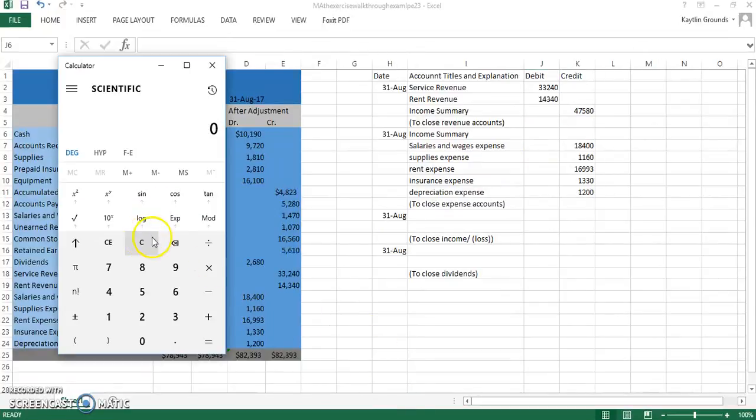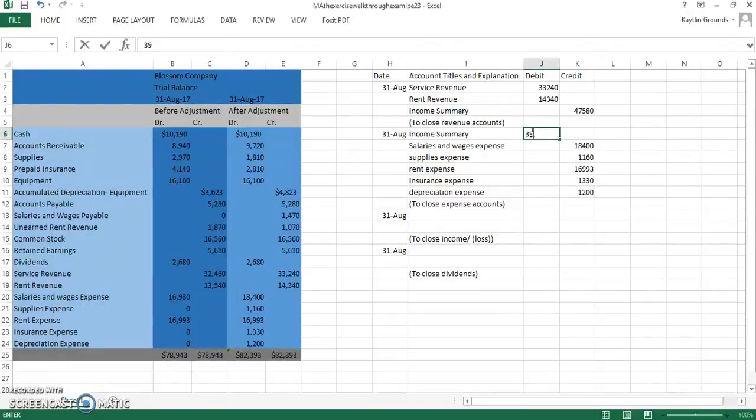So now we're going to come back up to our income summary. We'll add those all together. So we have $18,400 plus $1,160 plus $16,993 plus $1,330 plus $1,200 equals $39,083. So we'll put that here.